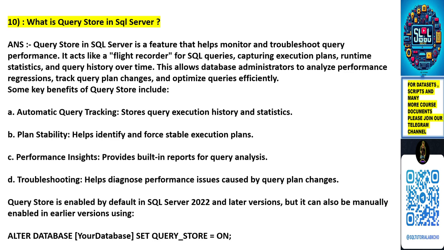Okay. So some of the key benefits of Query Store are, number one, automatic query tracking, which stores query execution history and statistics. Number two is plan stability, which helps identify and force a stable execution plan. The third one is performance insight, which provides built-in reports for query analysis. And the last one is troubleshooting, which helps diagnose performance issues caused by query plan changes. Now Query Store is enabled by default in SQL Server 2022 and later versions, but it can also be manually enabled in earlier versions using ALTER DATABASE your_database_name SET QUERY_STORE = ON.